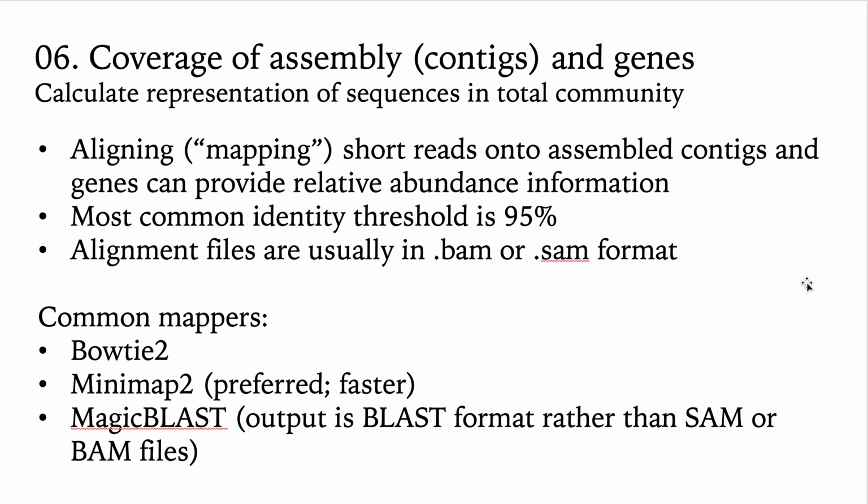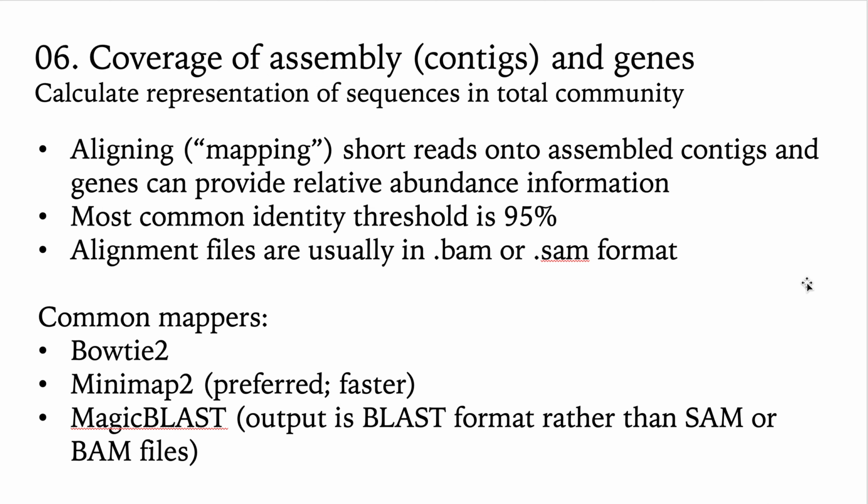So what more can we do with our contigs and our genes? We can calculate their representation or relative abundance in the community using coverage values. So coverage is calculated by aligning, also called mapping, your original short reads onto your assembled contigs. And the most common identity threshold for your alignment will be 95%, but you might want to play around with that or customize that based on your purposes.